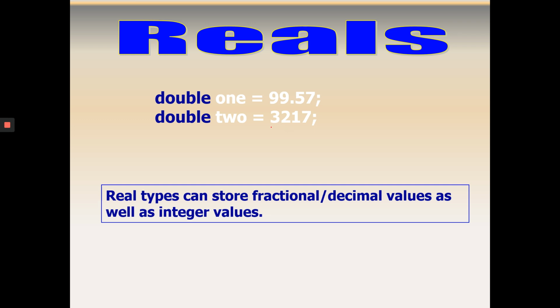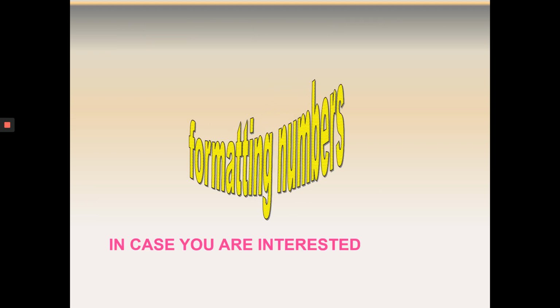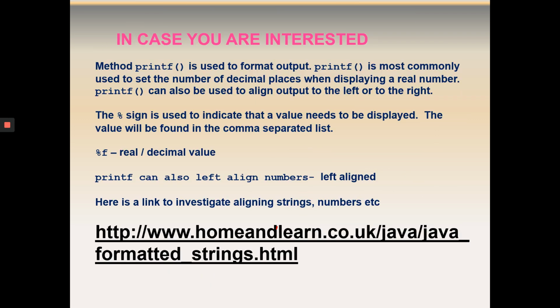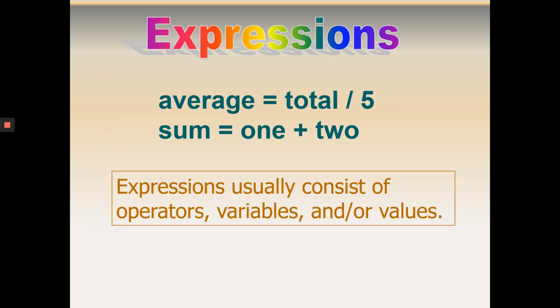So we can actually store an integer value into a double. It's not a problem. What it does is it will just attach the 0.0 to the end of it. All right, so in case you're interested in how to format numbers and get it to print out like a certain number after the decimal, I have some slides in here. You can go through and read those if you would like. It's up to you, but we're not going to do anything like that.